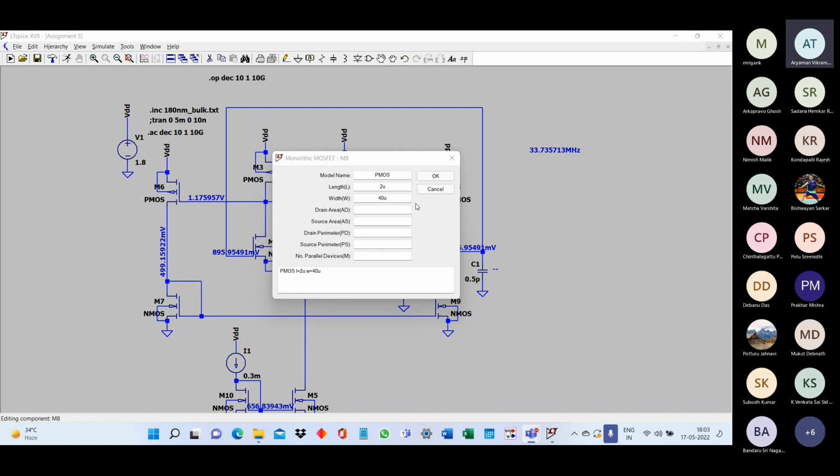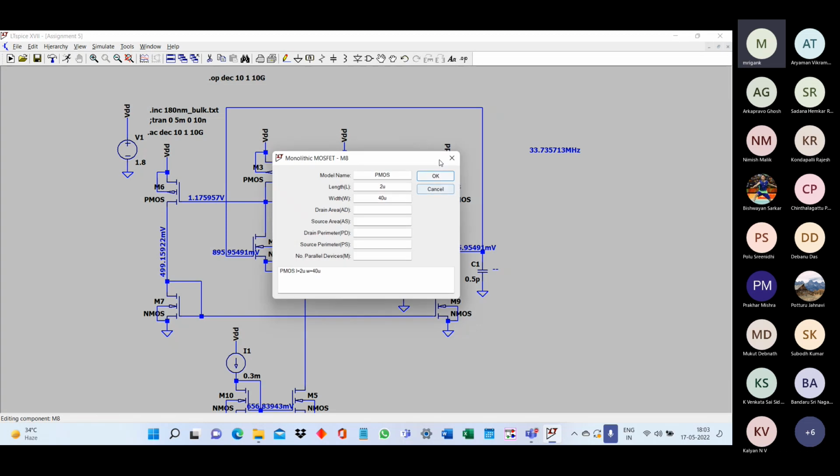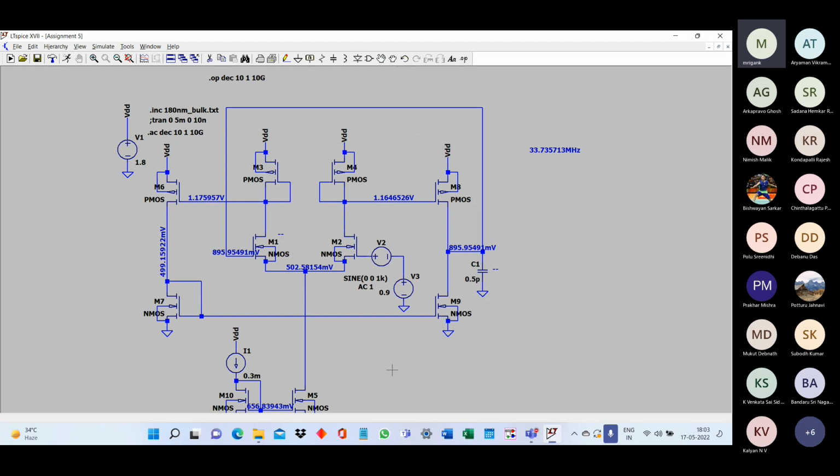Should I increase the width also by the same factor? Width is okay. Width will mean the current will reduce. That is okay. So overall current magnitude will reduce. So the only thing is if you reduce the current, the overall small signal current, if it is getting reduced, that will also affect the gain. So for that matter, you can basically increase the L of the first stage also.